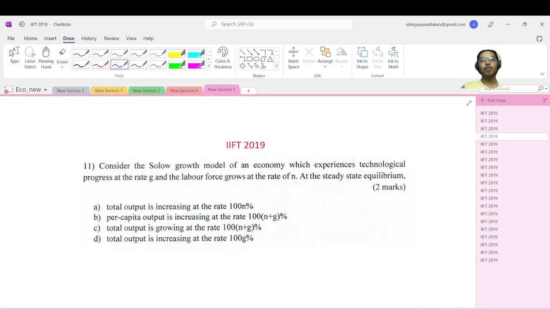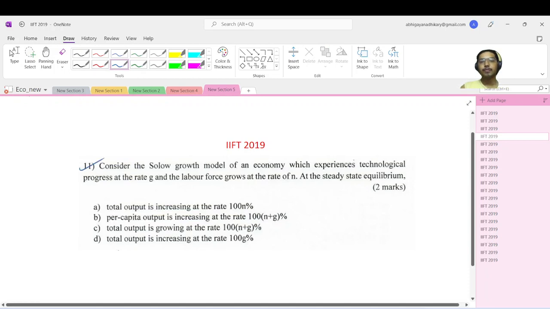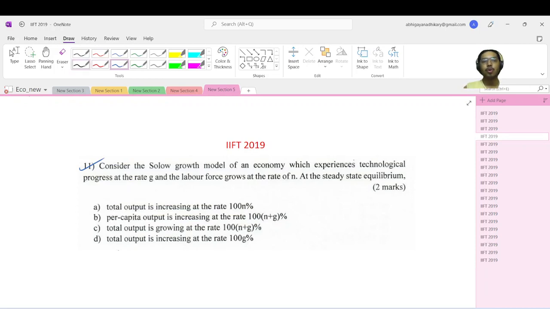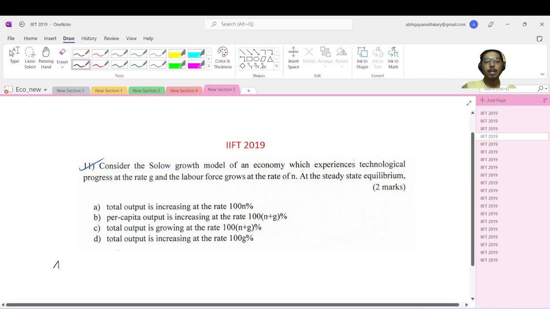All right. So moving on to question number 11 of the IIFT Economics Entrance 2019 paper. Consider a Solow growth model of an economy which experiences technological progress at the rate of g, and the labor force grows at the rate of n. At the steady state, which of them are true? Technological progress at the rate of g means A dot by A equals g, and labor force grows at the rate of n, so L dot by L equals n.